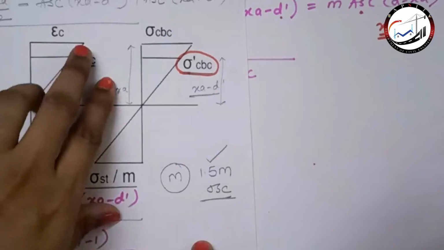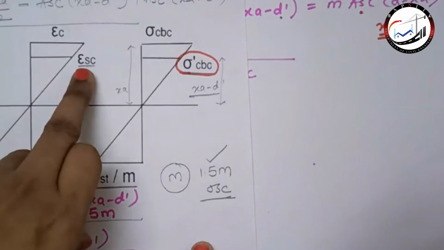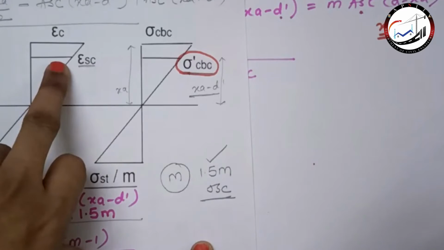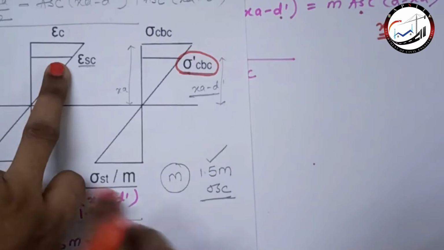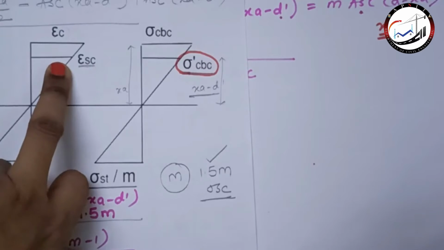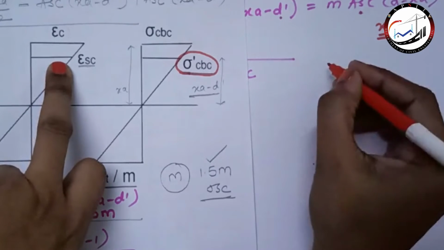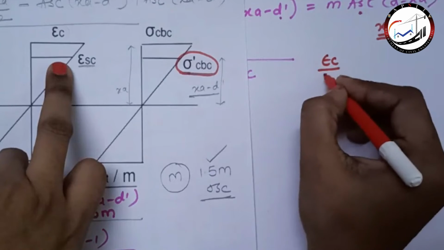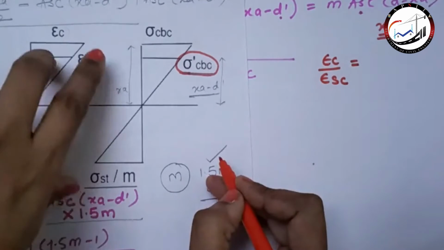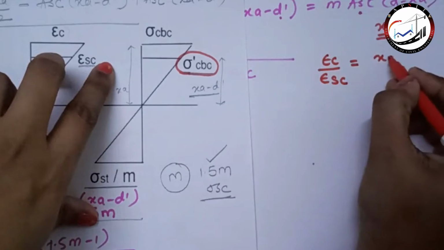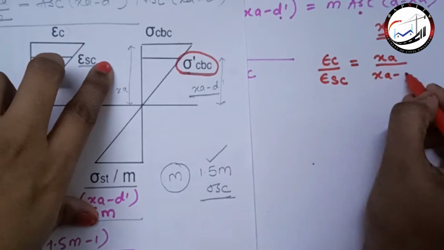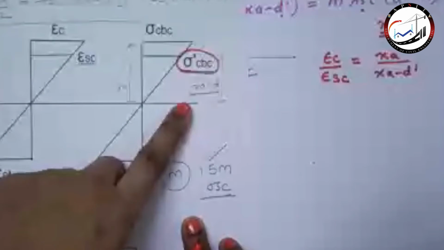So this will be epsilon C upon epsilon SC, that is the strain in the steel at the concrete level. Okay. So let me write the equation. Epsilon C upon epsilon SC will be equal to XA upon XA minus D dash. From the similarity of the triangles, I am using this.